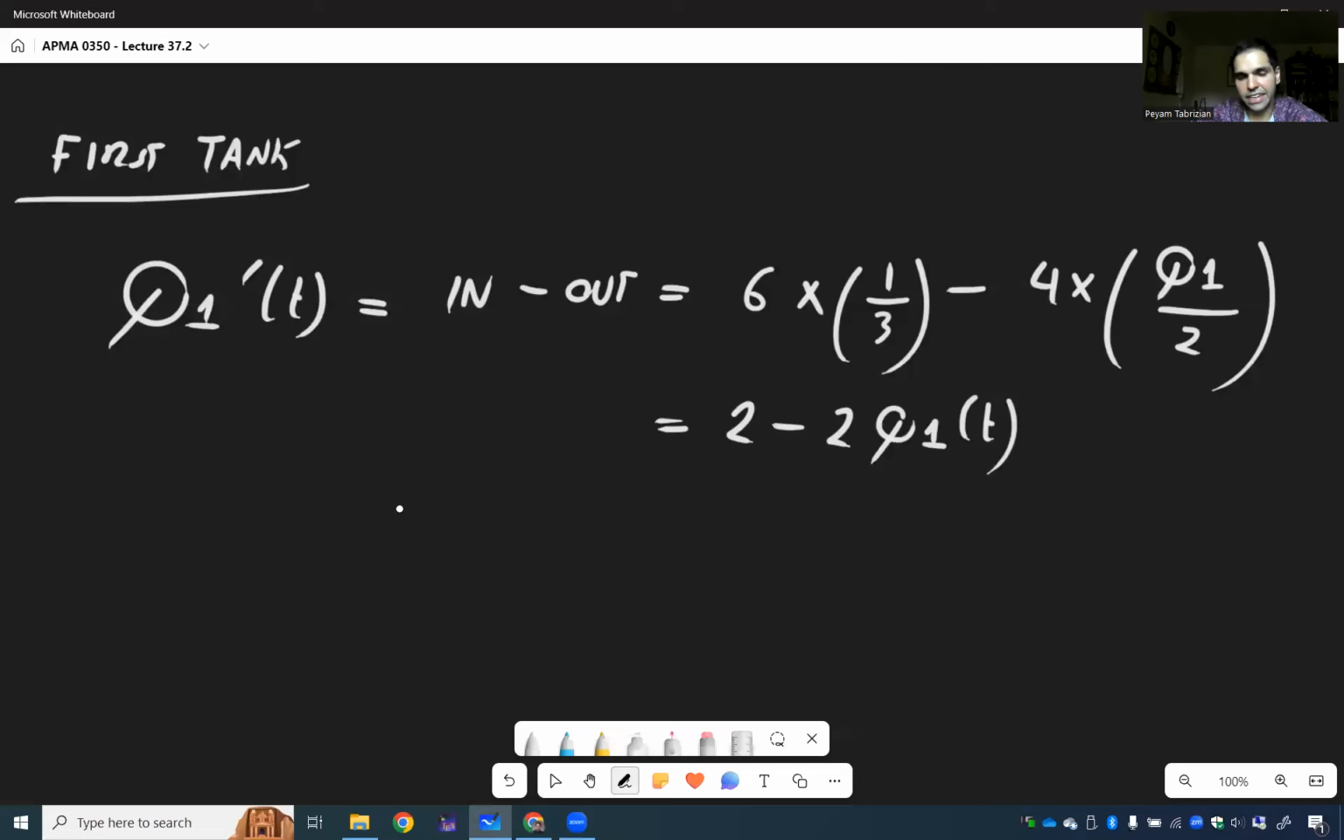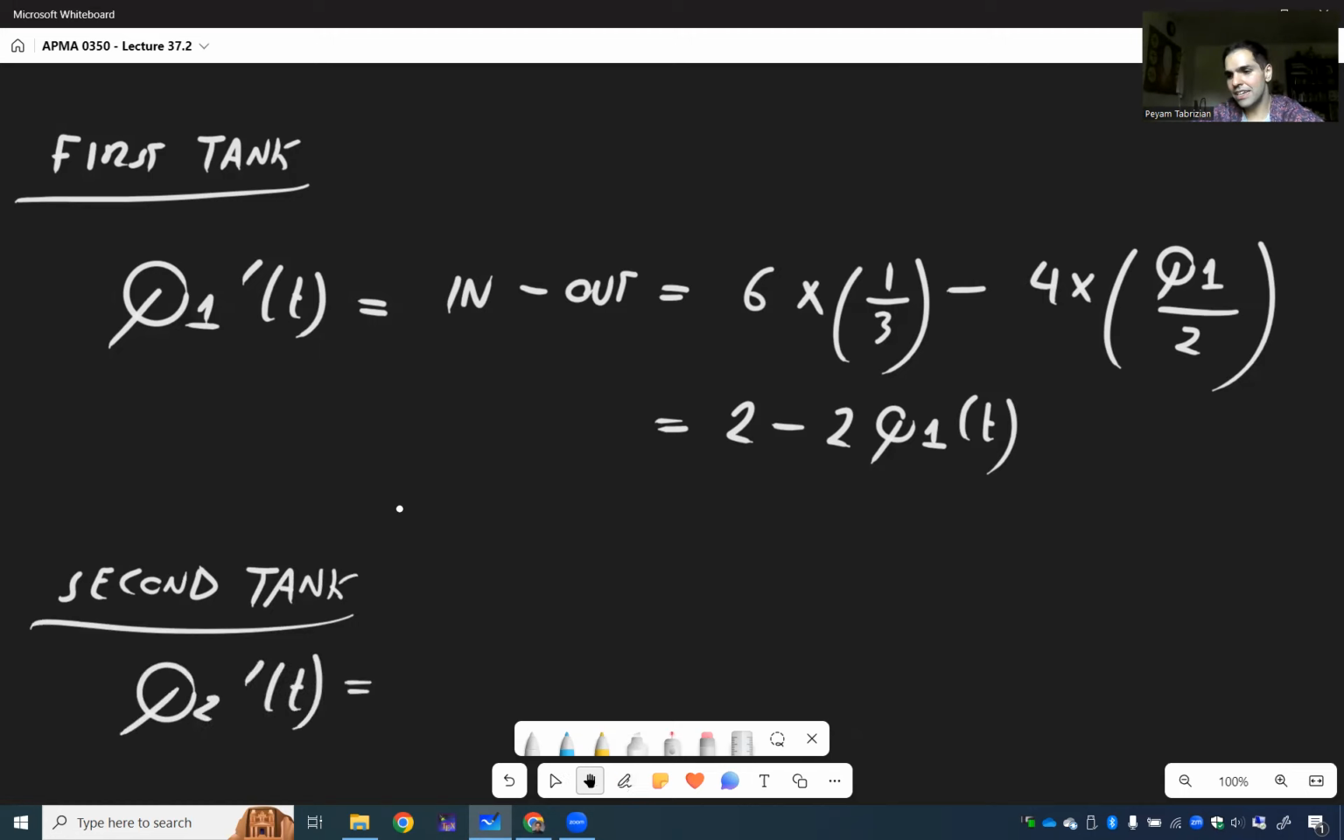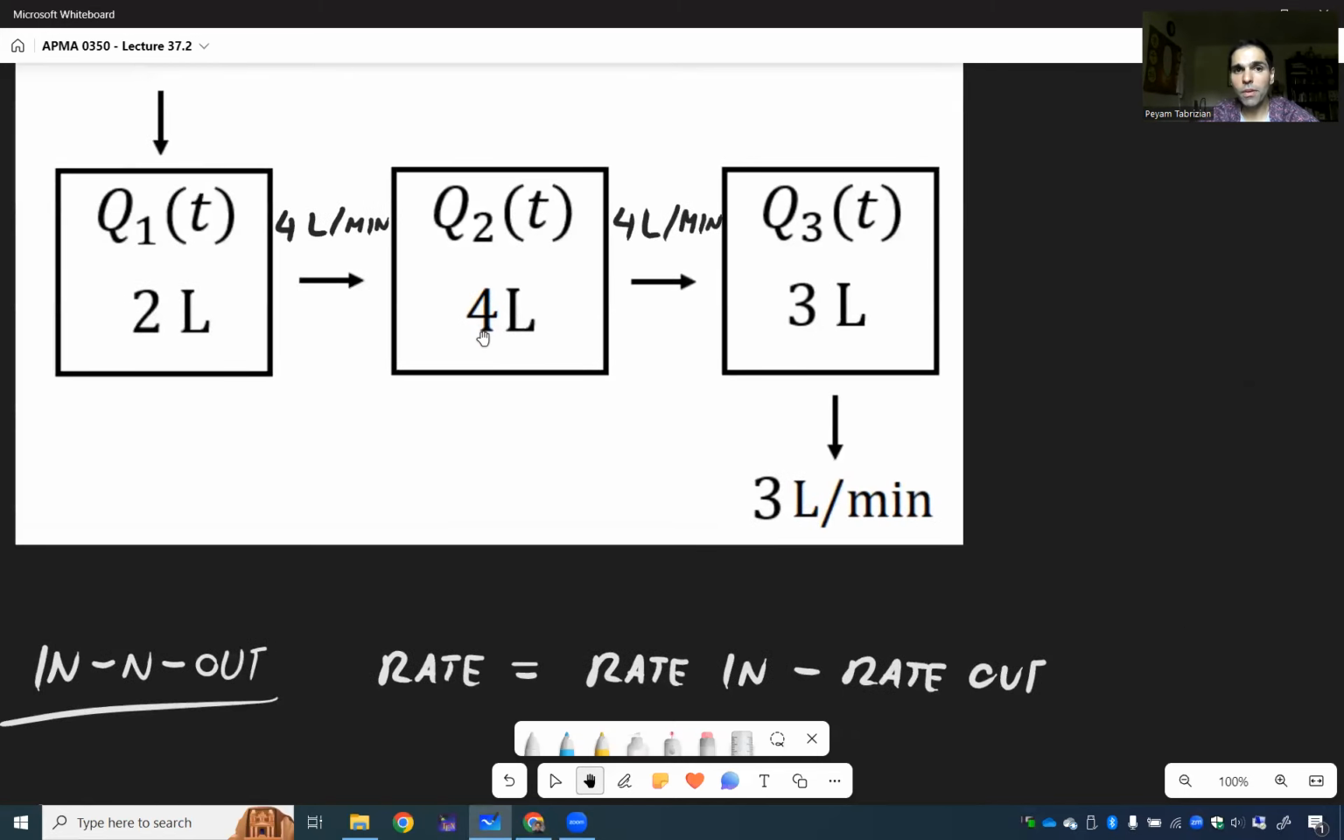Now let's look at the second tank. It's like Shark Tank, but with math. So Q2 prime of t, again, is in minus out. How much is going in? Well, it depends on the first one. So Q1 over 2 times 4. How much is going out? Q2 over 4 times 4. So it depends on the second tank.